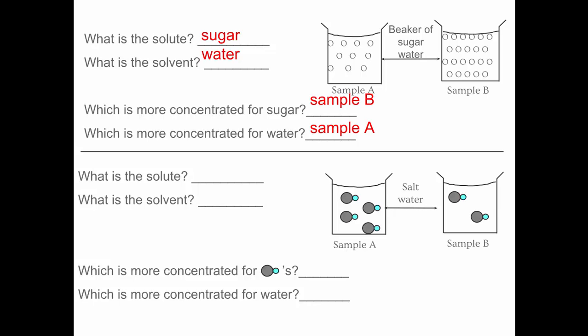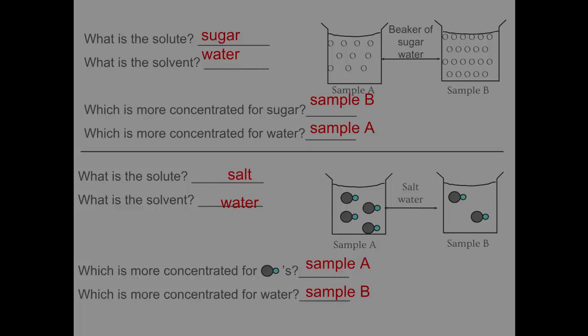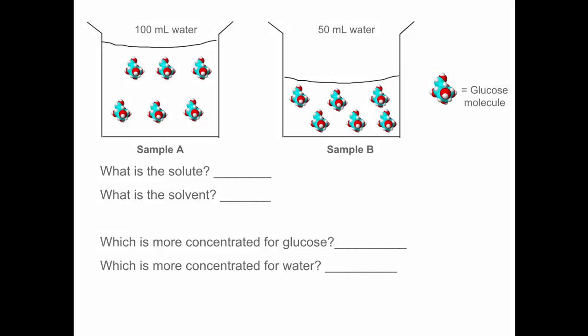Here I have salt water. In this case, what is the solute? Elizabeth? Salt. Solvent? Water. Where's our higher concentration of salt molecules? Drew? A. And more concentration of water? B. So that seems like common sense, but this one's a little different.